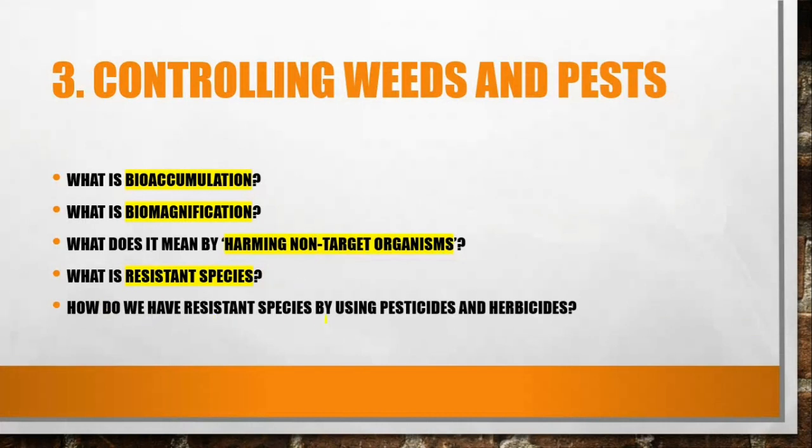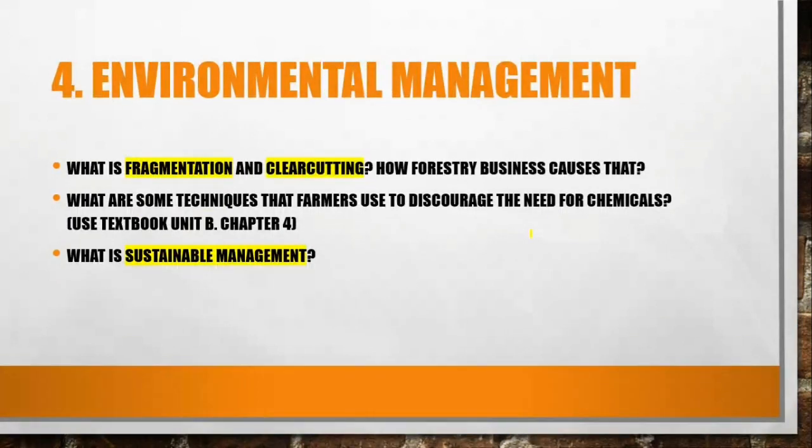How do we have resistant species? By using pesticide and herbicide. I talked about that. The parents don't have a resistant gene. However, when they mate, their offspring may undergo mutation, and that can develop a resistant gene. We also learn about sustainability, which is how we can prevent harm and conserve more of the surrounding environment.